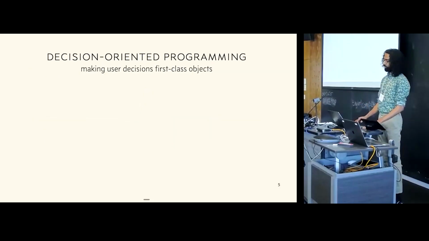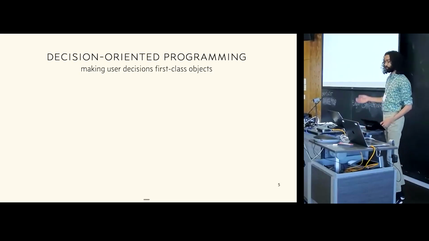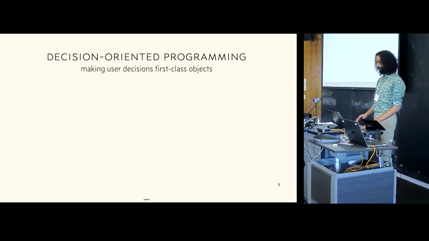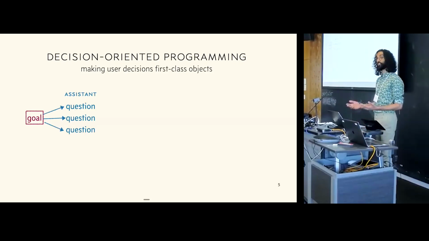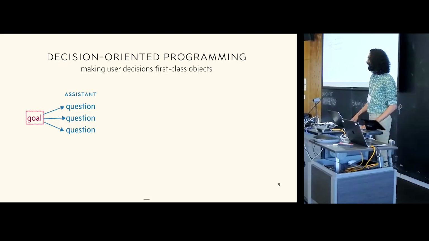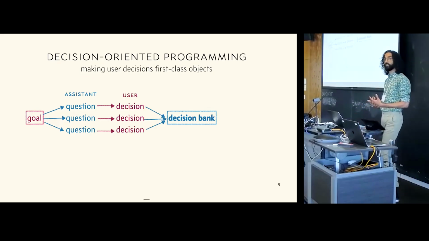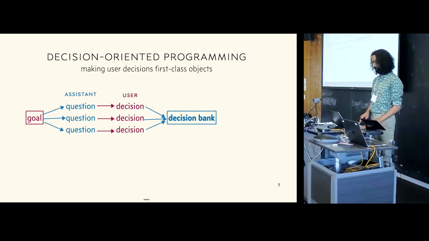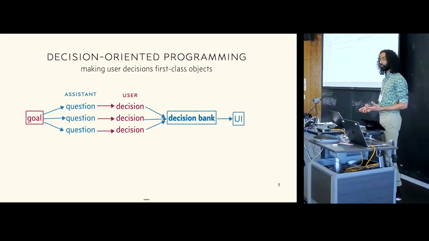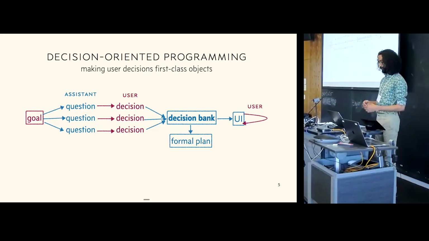With Aporia, we're interested in making these implicit decisions first-class objects in a paradigm that we call decision-oriented programming. Within decision-oriented programming, first the user provides an initial goal, and the assistant then asks the user questions about their goal. Sound familiar? These result in user decisions, and we keep track of these in a decision bank. We can use this bank to show decisions to the users in a UI that they can then change if they'd like, and we can also use them to build a formal plan, which we can encode and code.